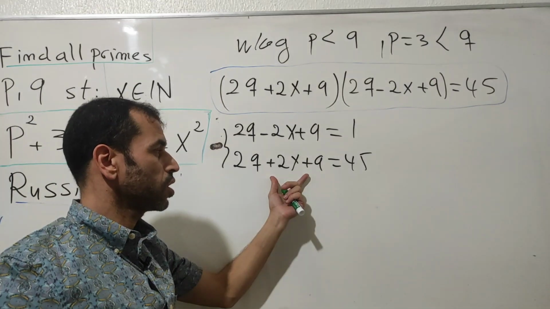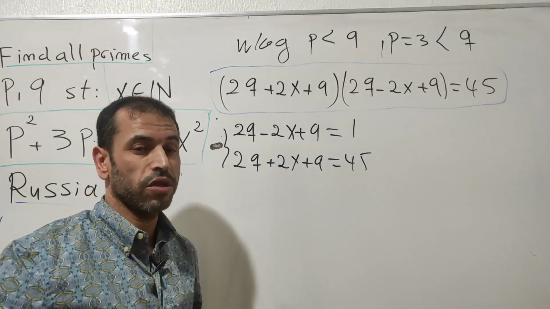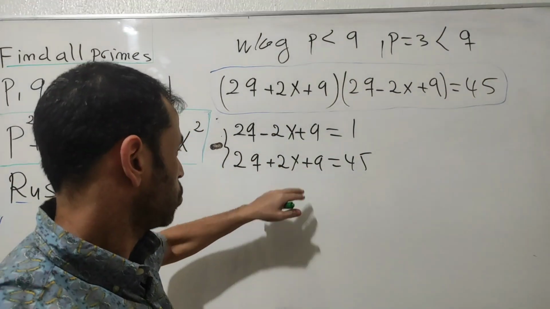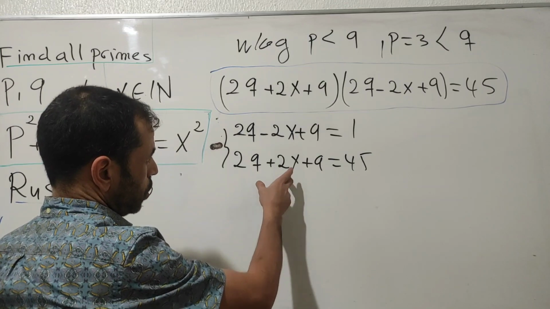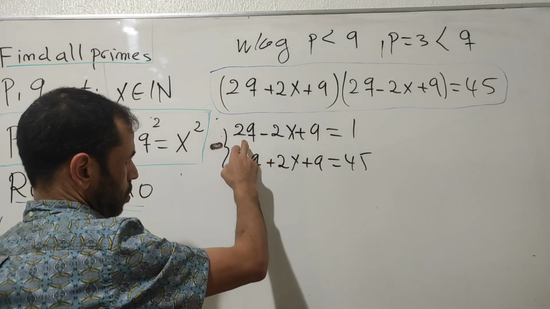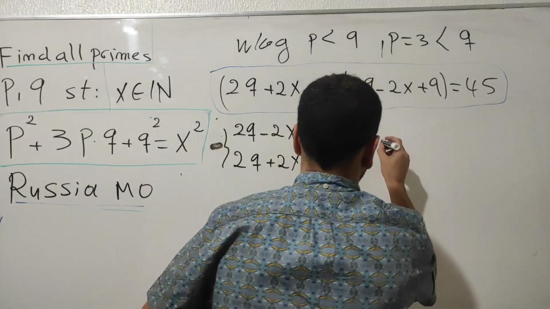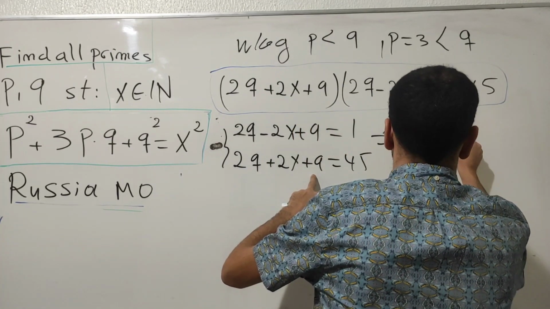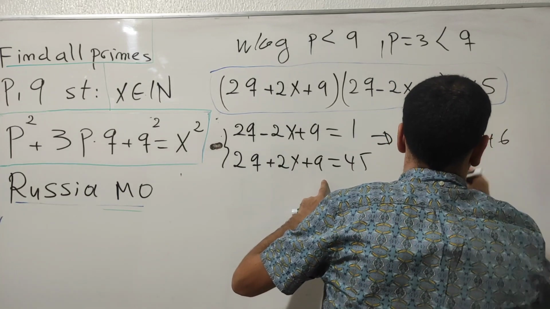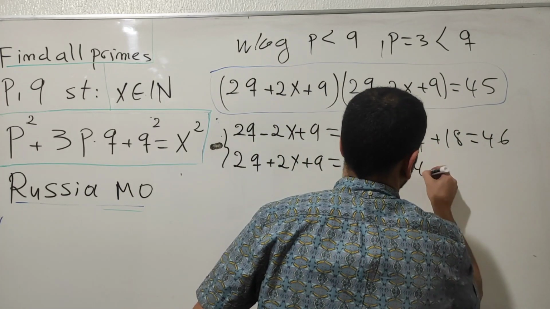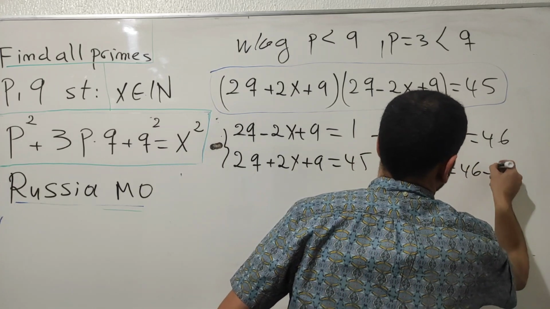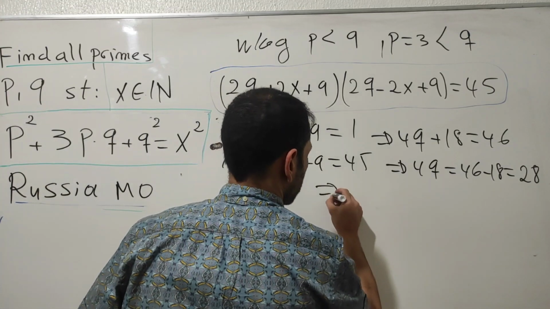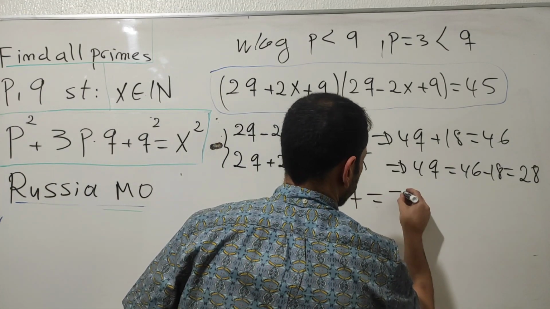I'm going to take this case. You guys, I leave the other cases to you; you can do it. The other cases will have no solution. So I'm going to solve this one. What to do here? I'm going to get rid of 2x by summing these two equations together. So I get here 4q plus 18, which equals 46. Okay, moving this term to the right, I get 4q, which equals 46 minus 18, which equals 28. Dividing both sides by the number 4, I get q equals 7.